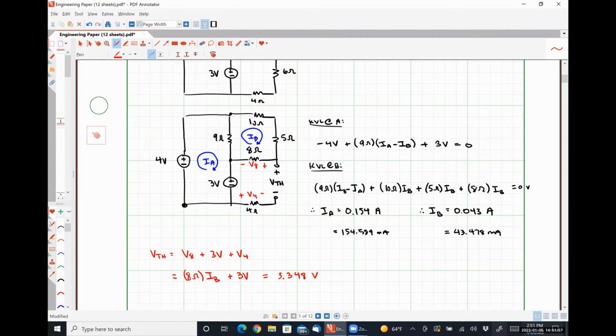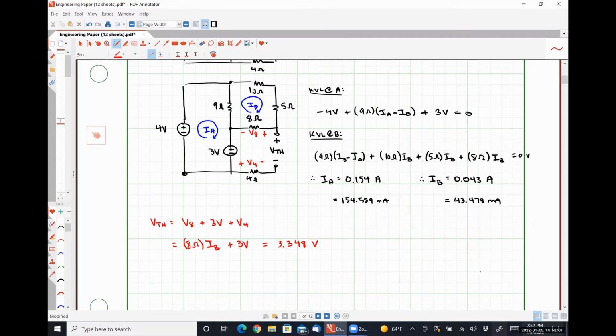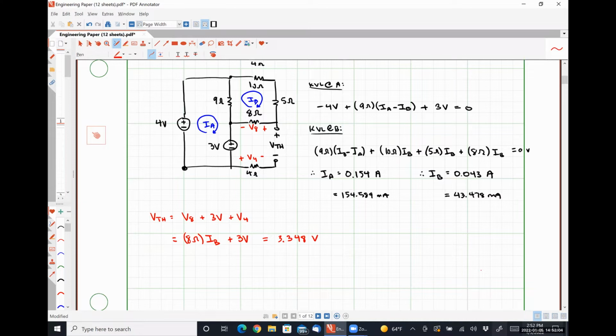So now, excuse me, let's determine our Thevenin equivalent resistance. So I'm going to do the exact same thing. I'm going to redraw my circuit. I'm going to take my 6 ohm resistor out.